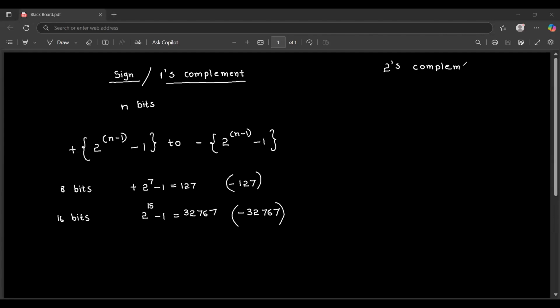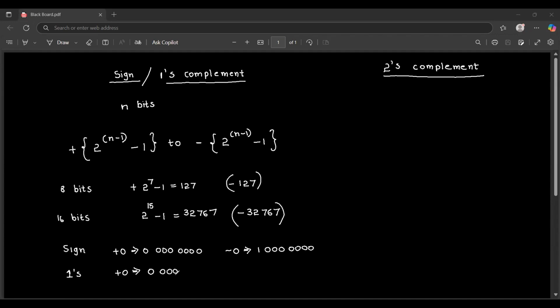The story is different because 2's complement only has one zero. In sign magnitude, we had two zeros. Positive zero was 0, 0, 0, 0, 0, 0, 0, 0. Negative zero was 1, 0, 0, 0, 0, 0, 0, 0. And in 1's complement, the positive zero was the same as sign magnitude, all zeros. Negative zero was 1, 1, 1, 1, 1, 1, 1, 1.